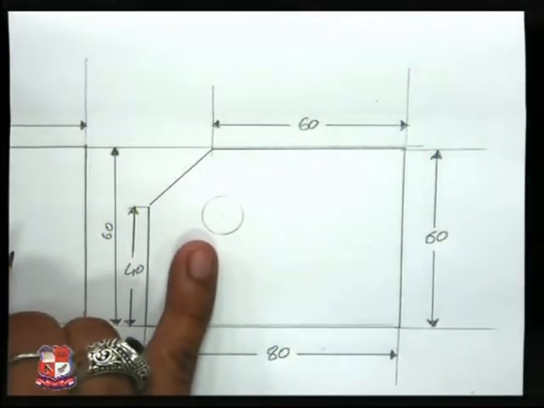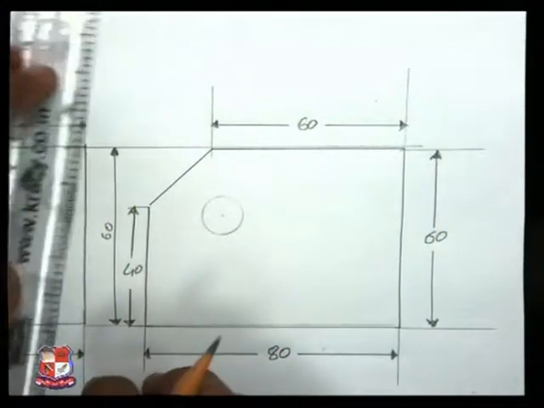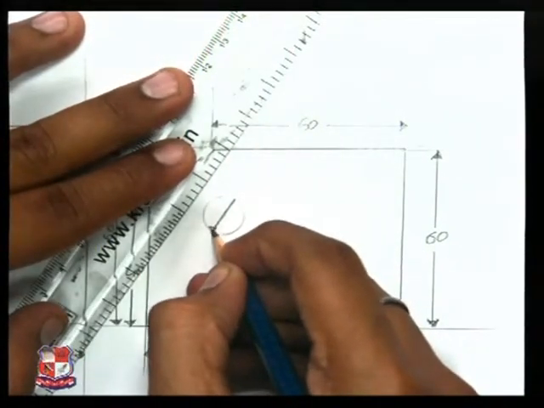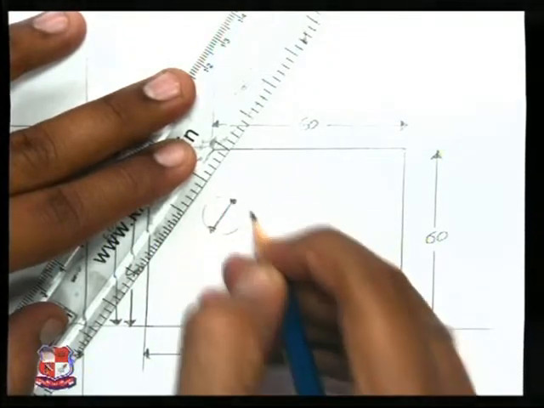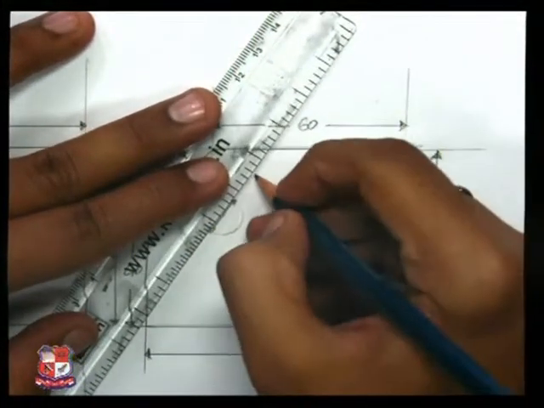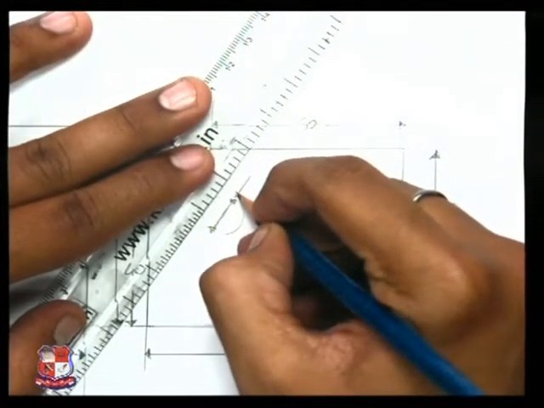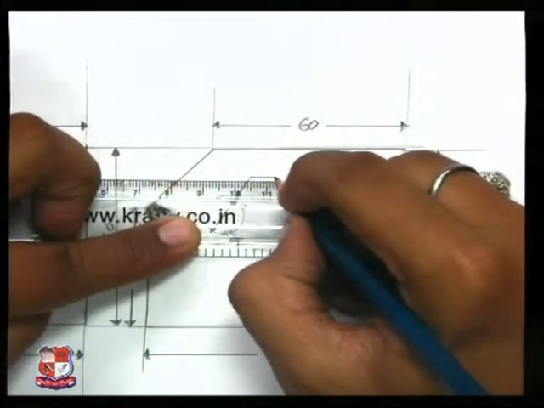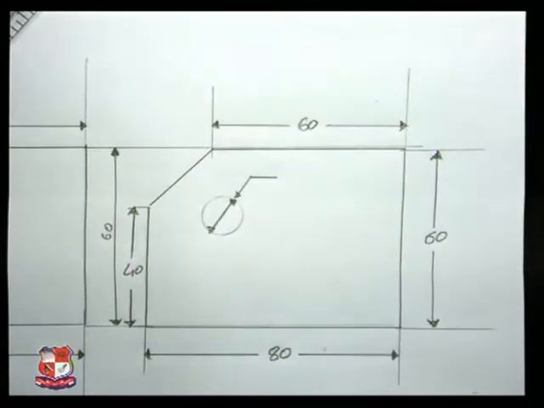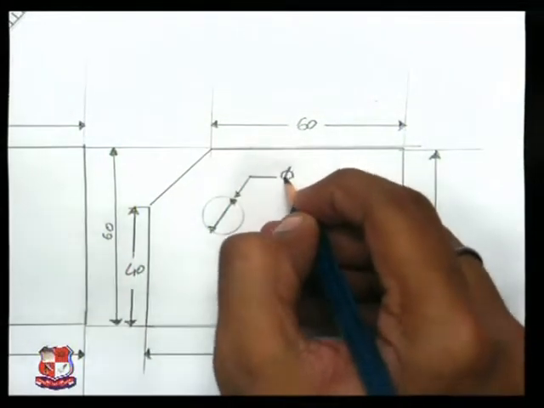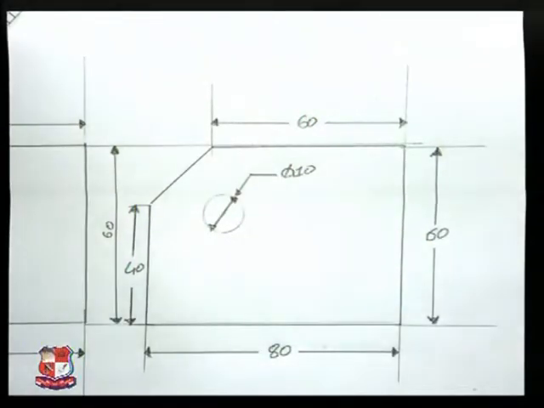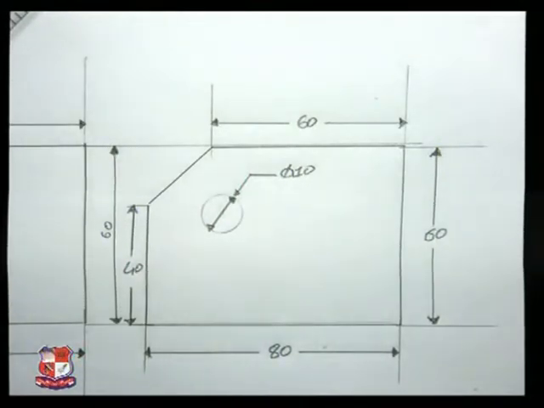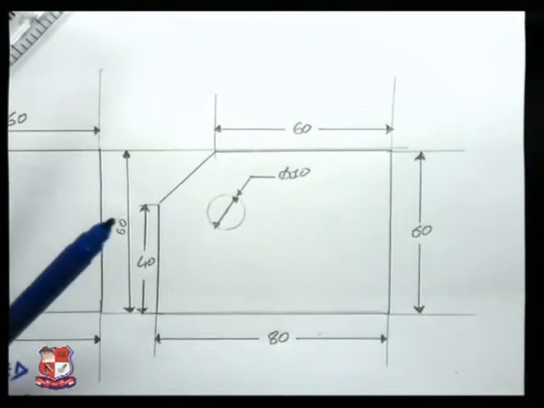Now the remaining dimension is of the circle. Again the same way, draw an arrow, fill from both the sides, take out another arrow, then write the dimension beside the extended arrow. This method is known as unidirectional method.